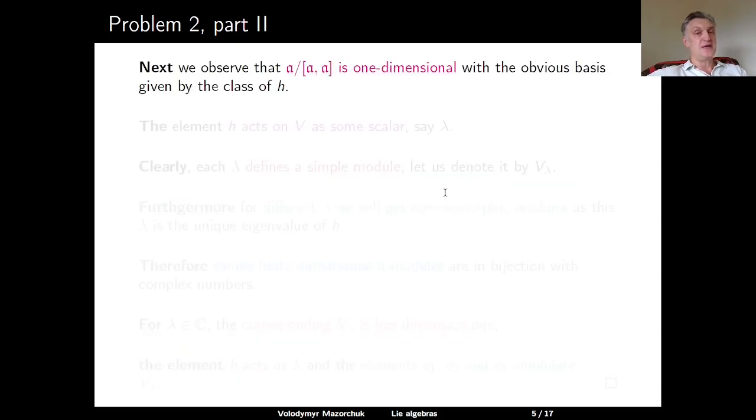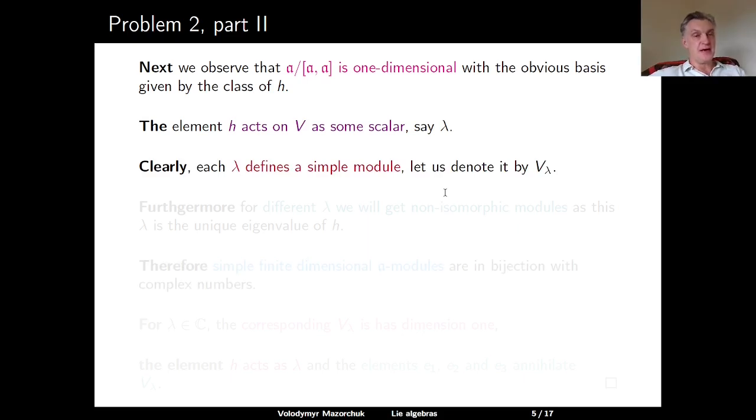Next, we observe that A modulo the Lie bracket of A with itself is a one-dimensional space with the obvious basis given by the class of the remaining element H. The bracket of A and A is spanned by E1, E2, and E3. When we factor them out, the only thing which remains is H. The module V is completely determined by the action of H on it. Since V is one-dimensional, H acts on V as some scalar, let's say lambda.